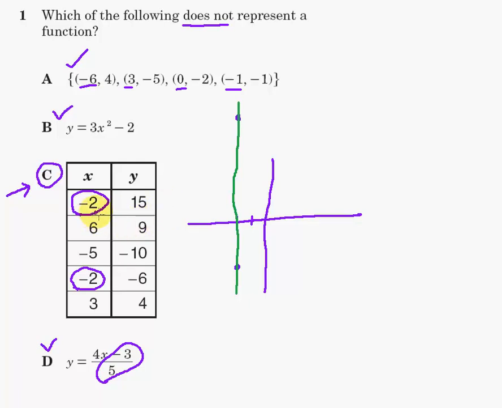It is not a function because -2 repeats and sends us to 2 different places. The vertical line test also proves it.